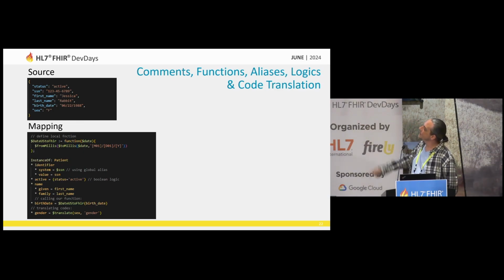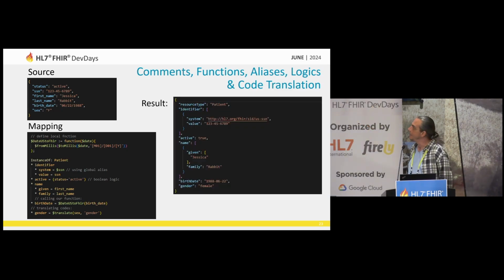Active, you can see a Boolean logic here. If the status equals active, that would be true. Otherwise, it would be false. Name given and family. I don't care that given is an array. It will do it for me. And calling that function that I defined to transform the date format. And you can see an example of a translate. I'm translating the F through a concept map whose ID is gender. And this is what I get.